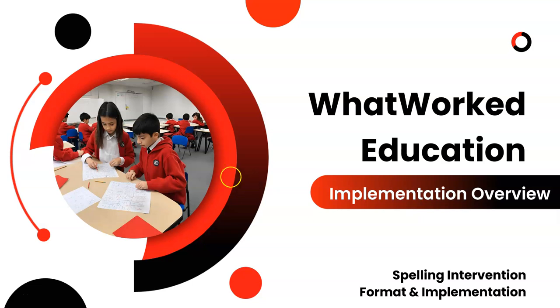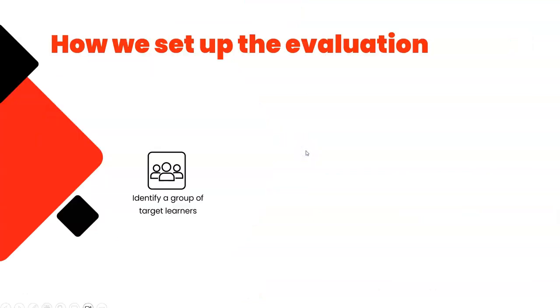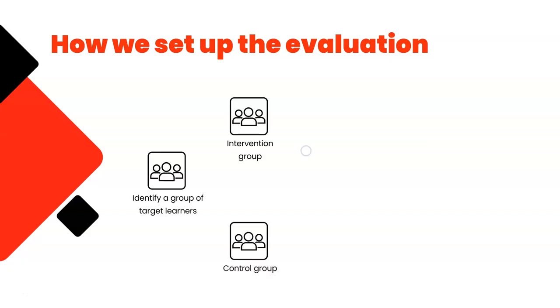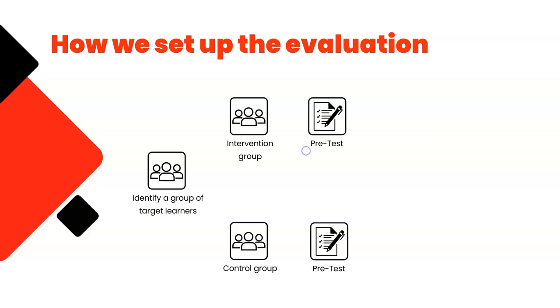Implementation overview. How we set up the evaluation. The first thing we ask you to do is identify a group of target learners. You will use the What Worked Teachers platform to randomly allocate these to the intervention and control group.